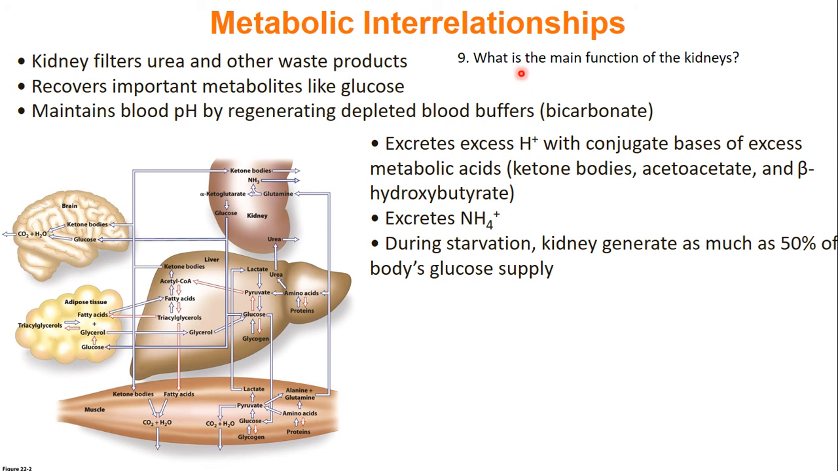What's the main function of the kidneys? The kidneys' main function is to filter out urea, but it also will recover important metabolites like glucose and can send that glucose to the brain. It will also excrete hydrogen and ammonia.